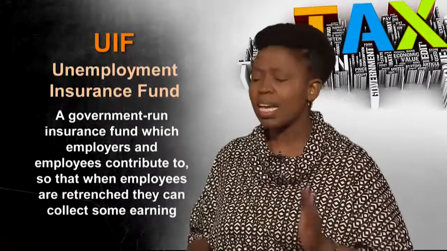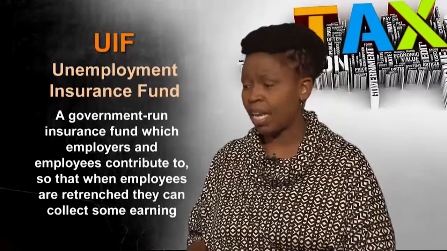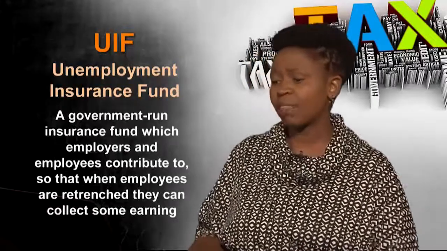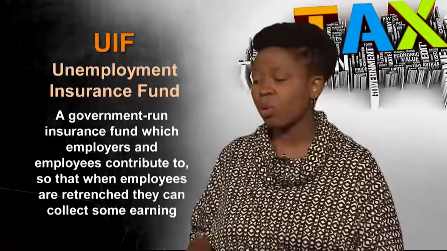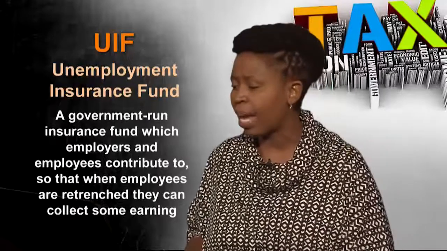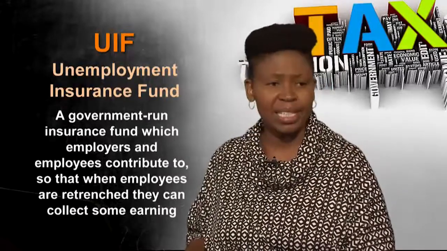Okay, we have the deductions which are taken from the gross salary. The type of deductions which are taken from the gross salary can be the UIF and the PAYE. Let me unpack each and every one of these. The UIF is the Unemployment Insurance Fund, a government-run insurance fund which employers and employees contribute to so that employees who are retrenched can collect some earnings. Okay, now we can break down the acronym itself.